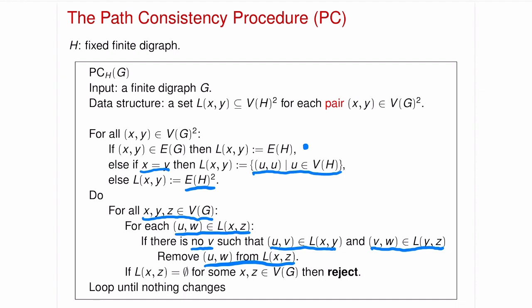If in this way we find the empty list, we can be sure there's no homomorphism from G to H, and we reject. Otherwise, we repeat and repeat and repeat, and at some point we'll no longer be able to remove pairs of vertices from lists. And at that point, we hope that there's a homomorphism from G to H. We can't be sure, but we hope. That's the algorithm.